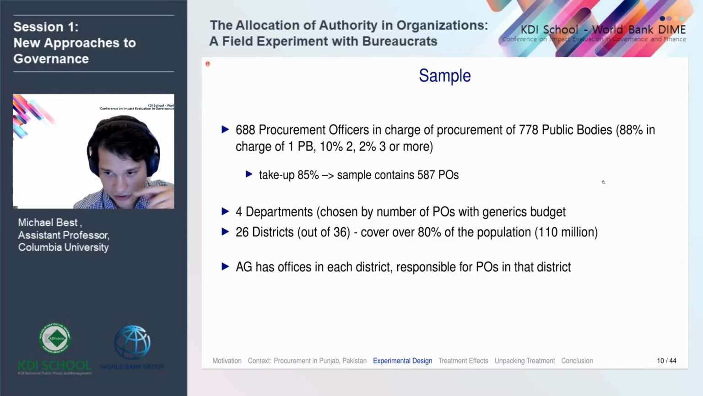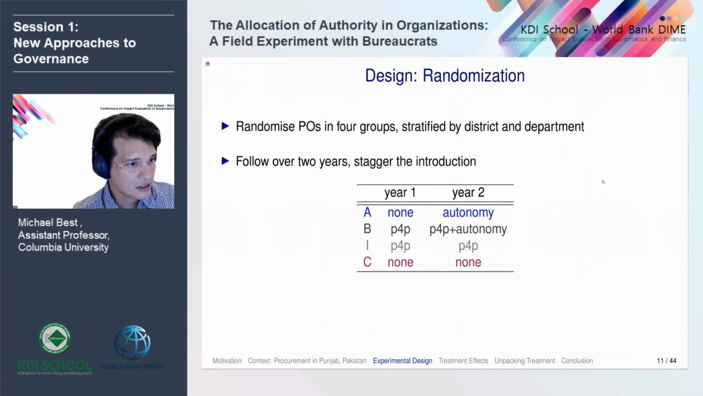And then the accountant general that I told you about, who's approving all of these purchases, they have offices in each of the 26 districts that we're working with, and we're going to use that fact later. So we're going to randomize these offices into 4 groups, and we sort of staggered the introduction over 2 years.